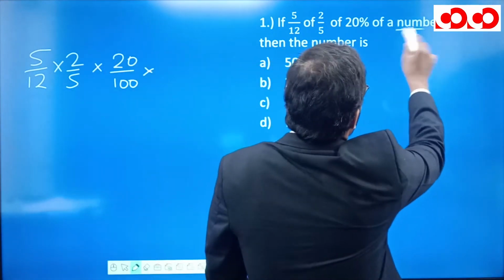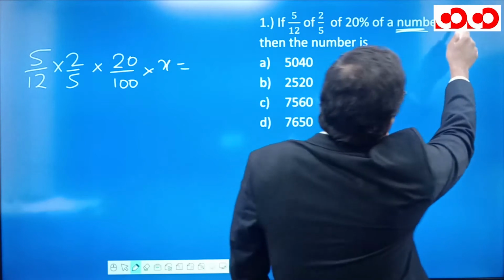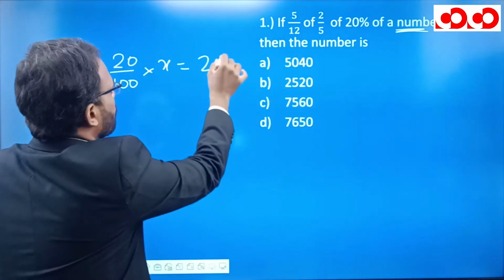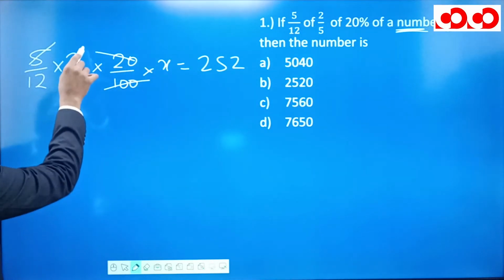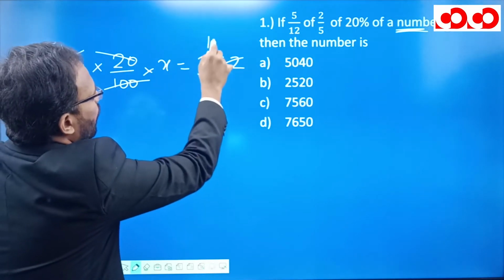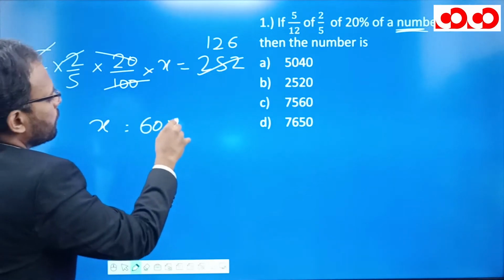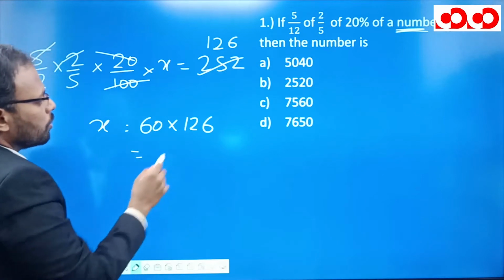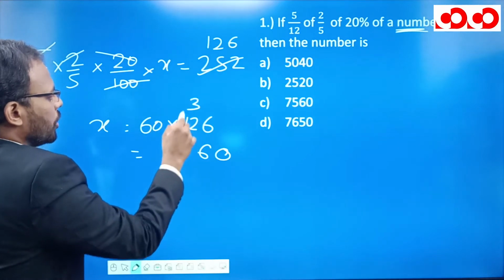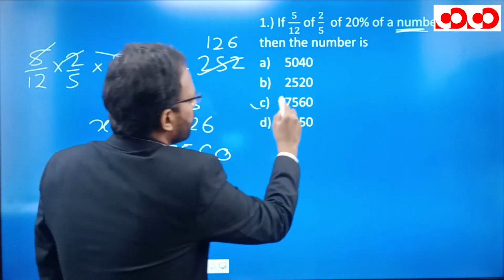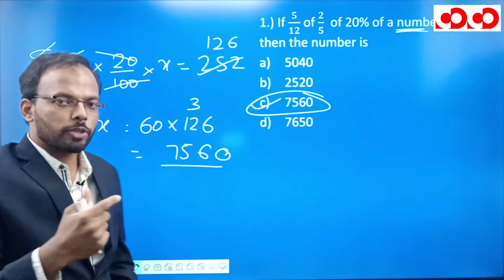Of a number. Now there is a number, let us assume that number is x, and this is equal to 252. Right? So let us try to solve it. 5 twenties are 100, and 2 will cut with this 126 times, and this is 60. So x is 60 multiplied by 126. So 6 sixes are 36, 6 twos are 12, and this way we get 7560. 7560 is the answer, and option C is the correct answer for question number 1. I hope question number 1 is clear. Let's move on to the second question.